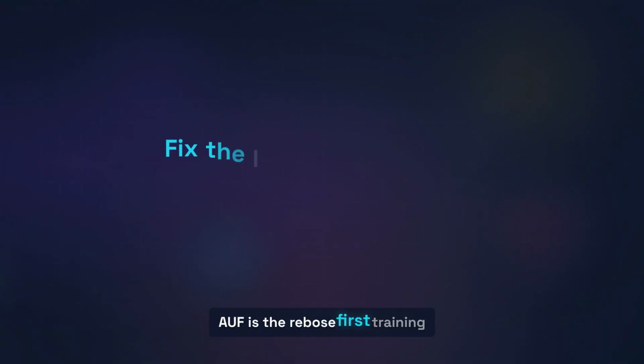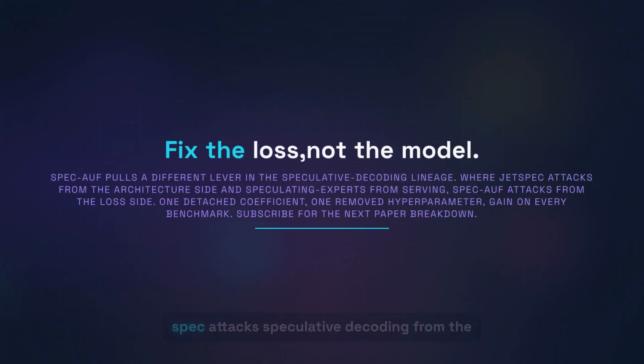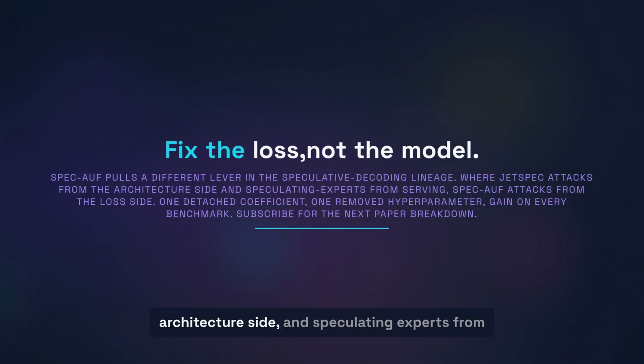SpecAuf is the channel's first training objective paper for drafters, where JetSpec attacks speculative decoding from the architecture side, and speculating experts from serving, SpecAuf attacks it from the loss side. 1 detached coefficient, 1 removed hyperparameter, gain on every benchmark.